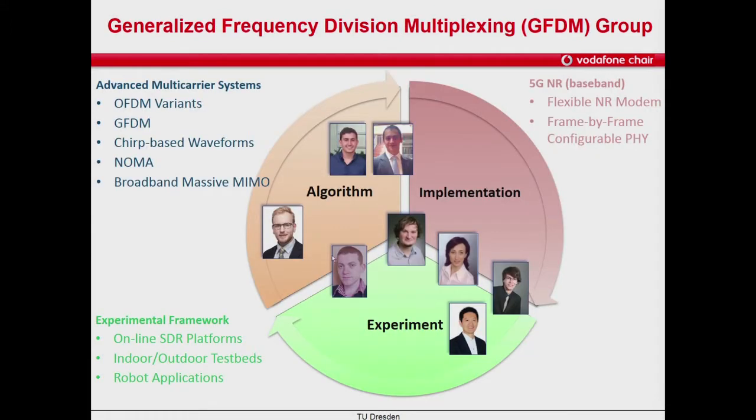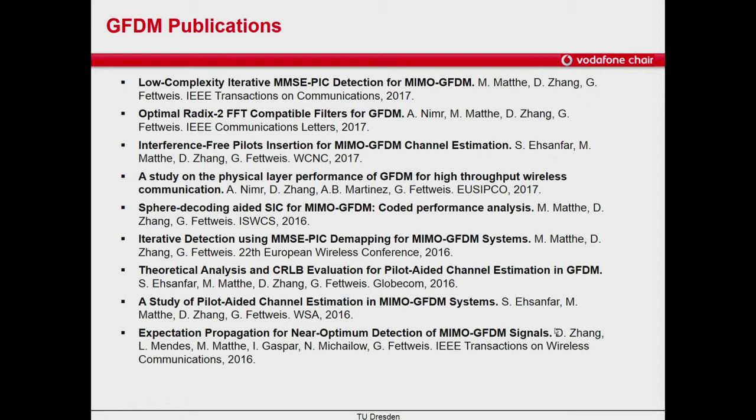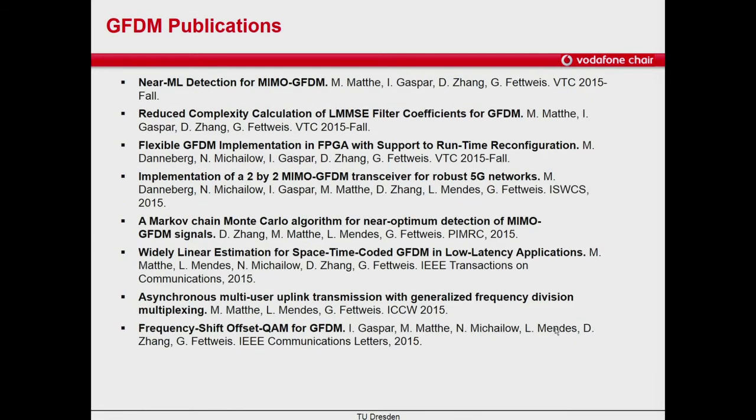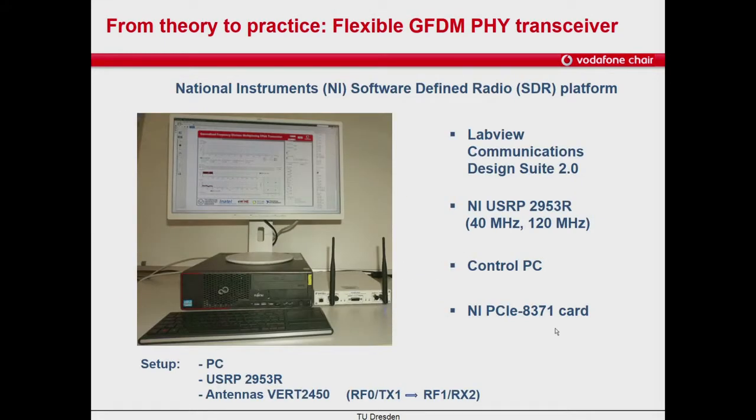And one of these groups is the Generalized Frequency Division Multiplexing group. GFDM is one of the waveform candidates for 5G. Multiple studies have already shown the potential of this waveform to fulfill the requirements of 5G. And the GFDM group has implemented a flexible GFDM transceiver on a National Instruments software-defined radio platform.